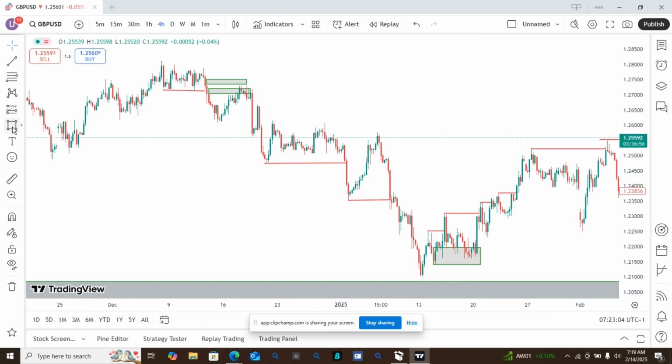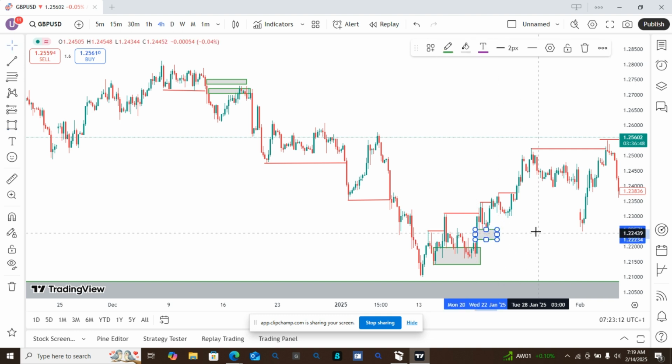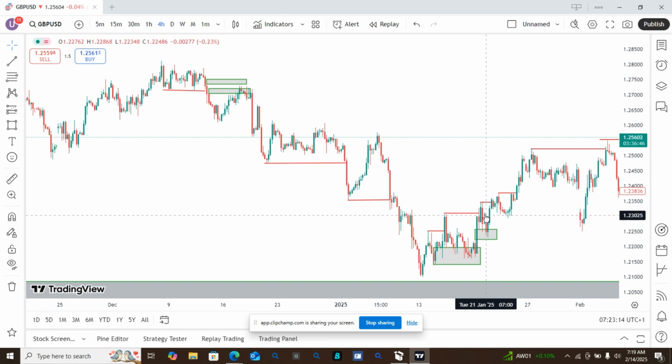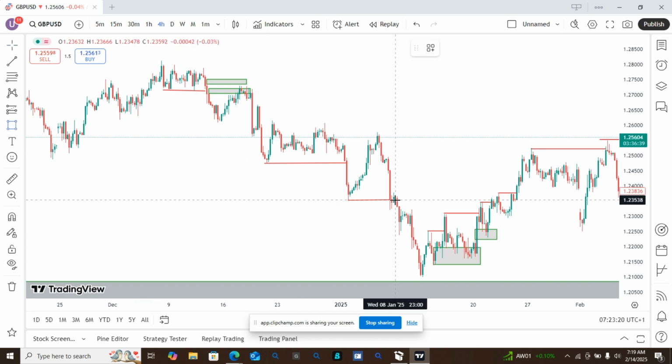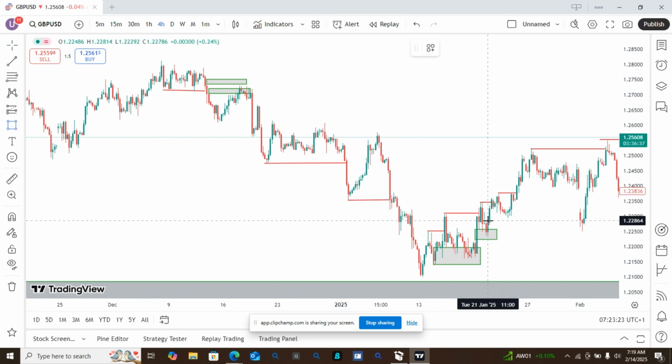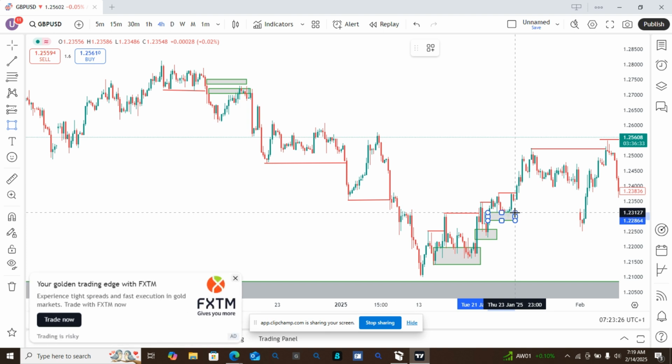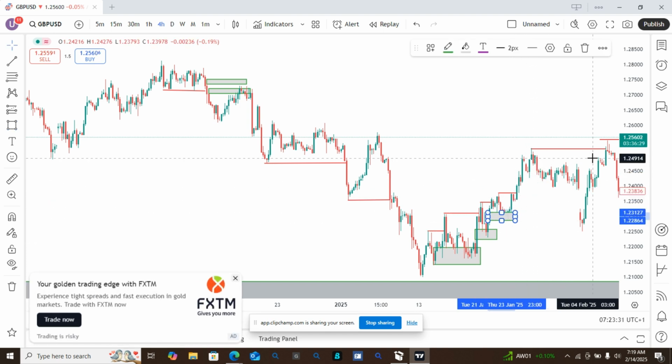Let me highlight it. There is a fair value gap here. Price returns back to this fair value gap and uses it to move up, and price continues in this direction. It breaks above this zone and returns back using this fair value gap. I hope you are seeing it clearly. So basically, this is my favorite trading strategy, my favorite smart money trading strategy. Price returns back to this zone and continues like this till currently.